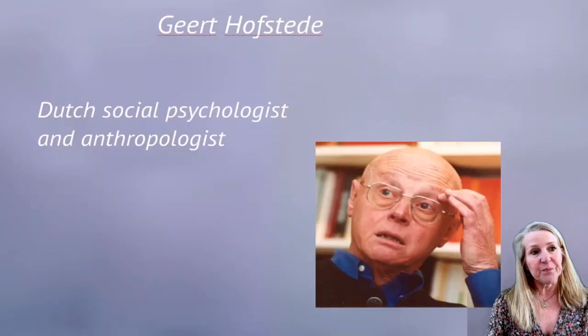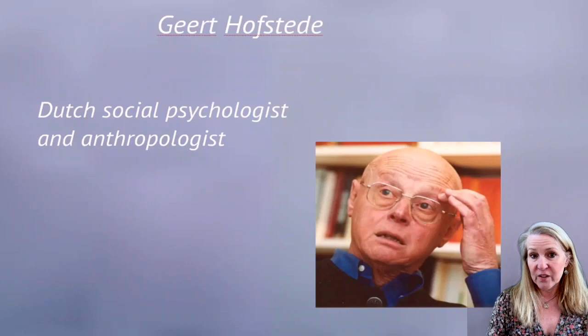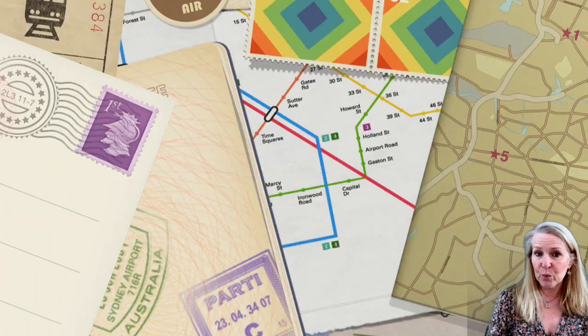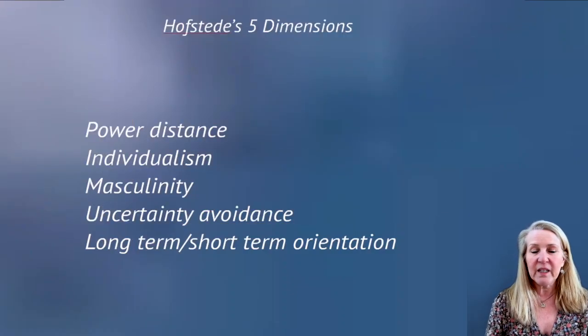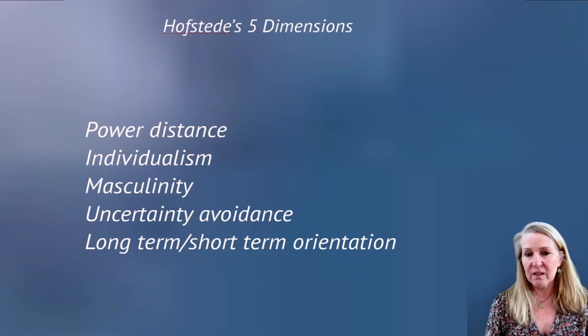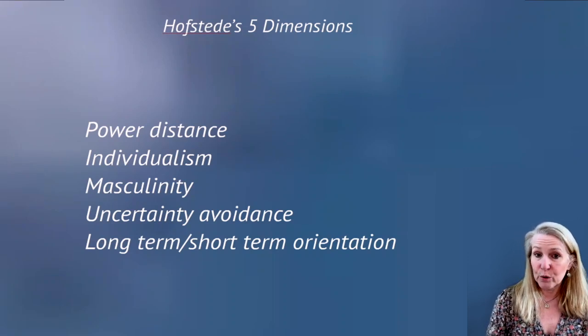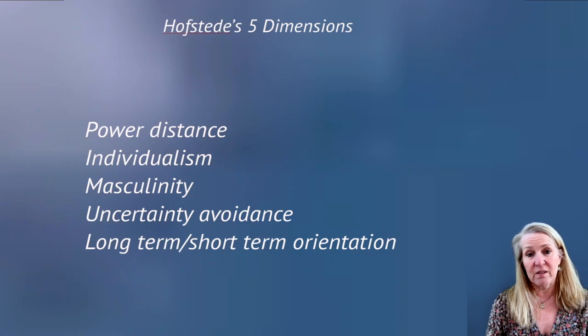Geert Hofstede was a Dutch social psychologist and an anthropologist. And he talked about 5 dimensions of cultural difference. And today we're really going to look at 3 that have a lot to do with leadership and global communication. And those would be power distance, masculinity and femininity, and long and short-term orientations.